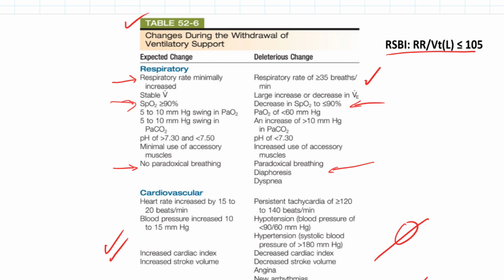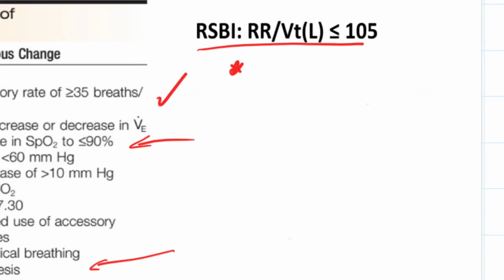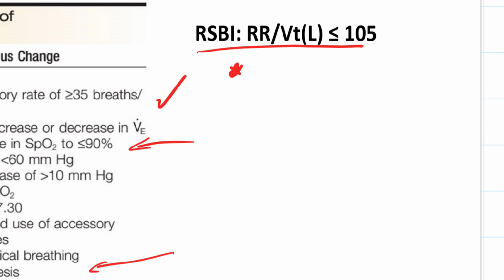All right? When we're doing the spontaneous breathing trial, we often want to know the rapid shallow breathing index, where we take the respiratory rate and we divide it by the tidal volume. And remember, that's going to be in liters. All right.